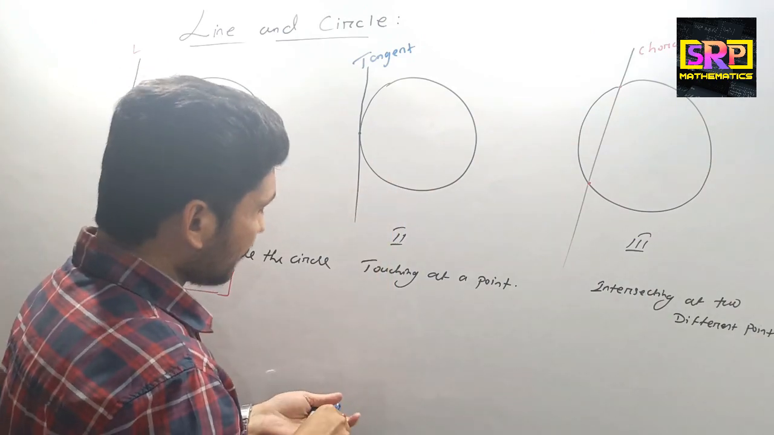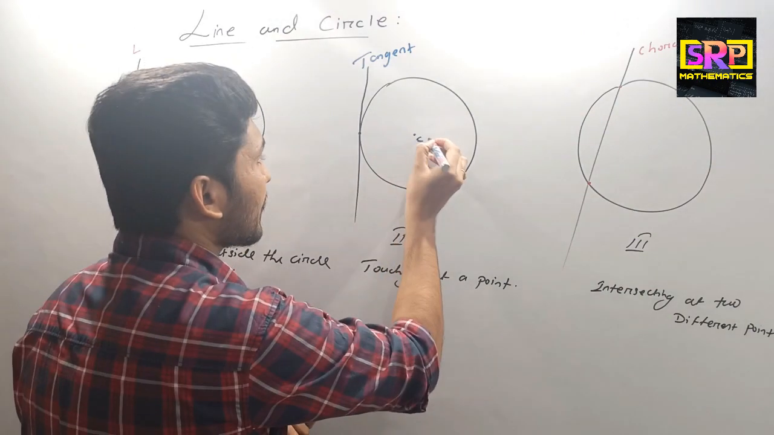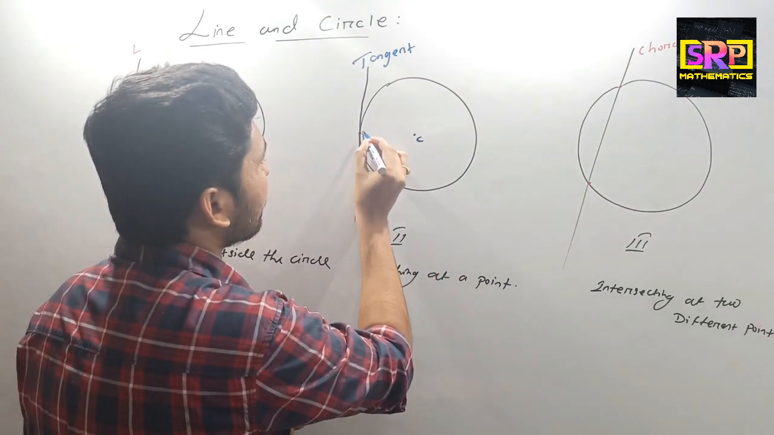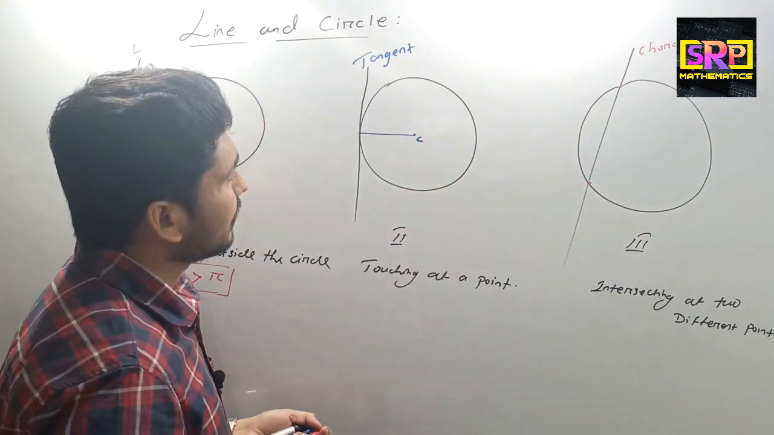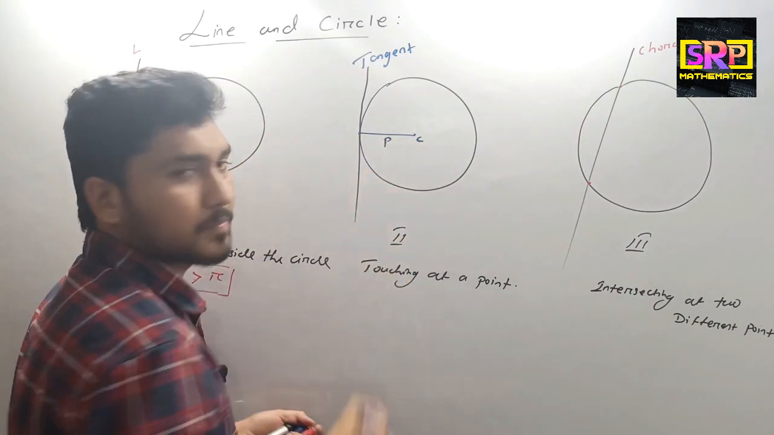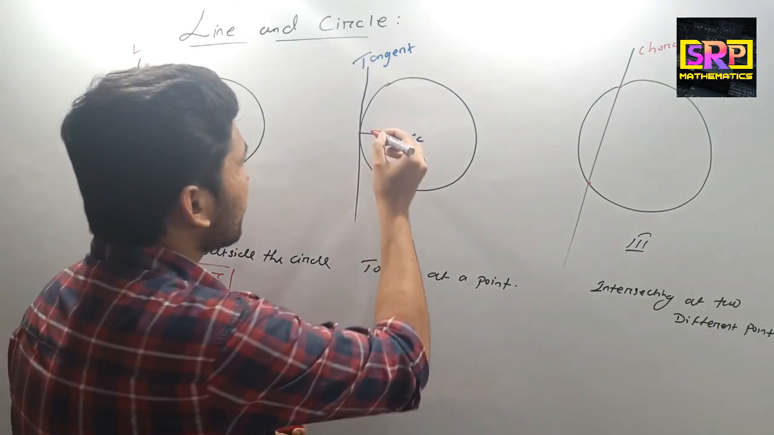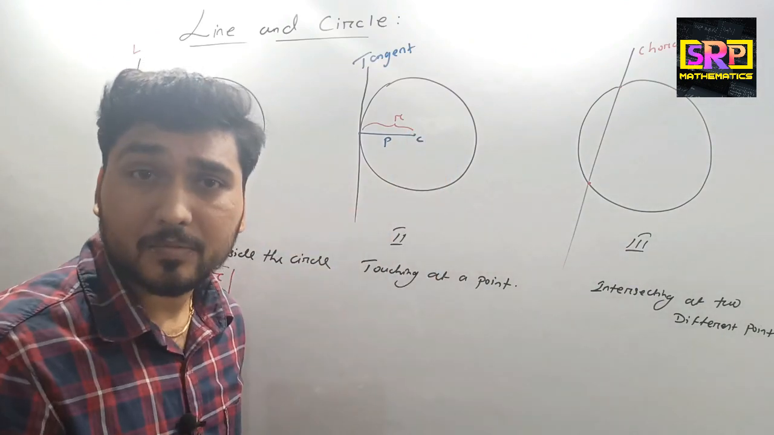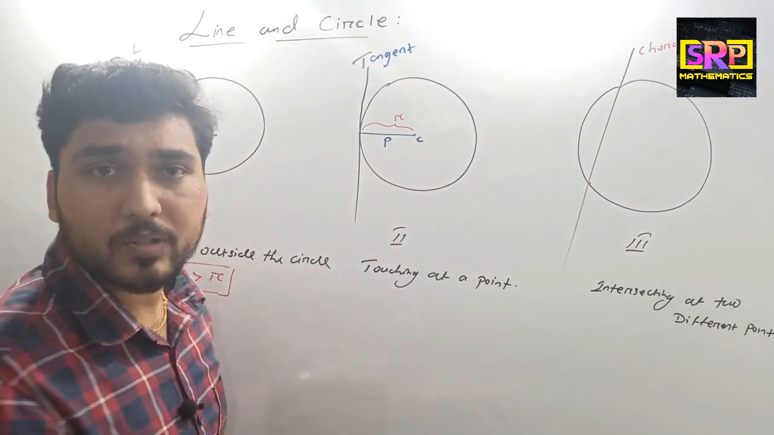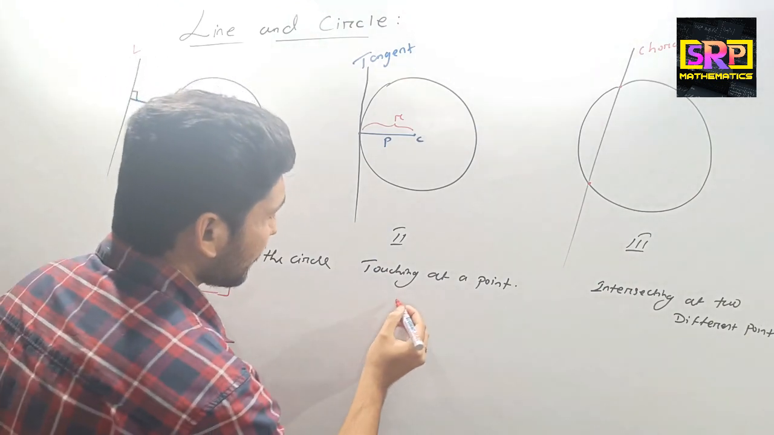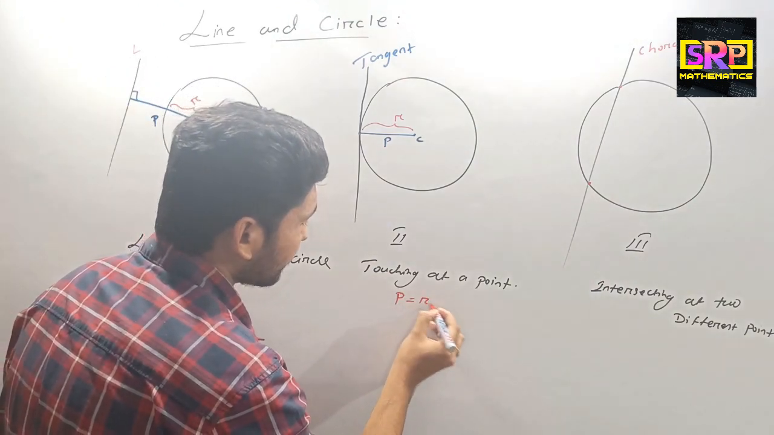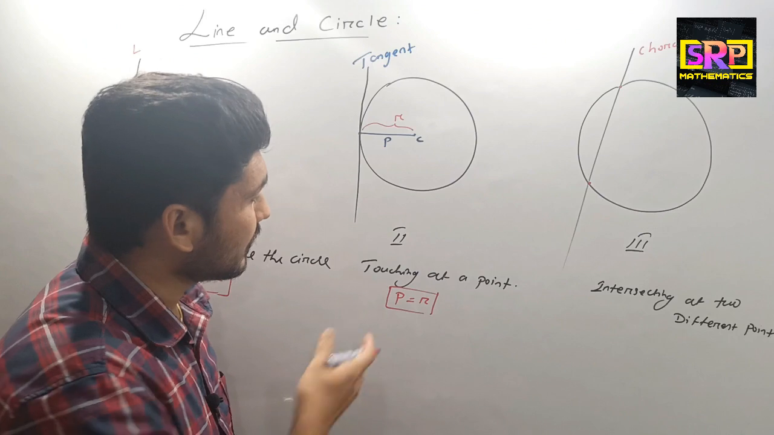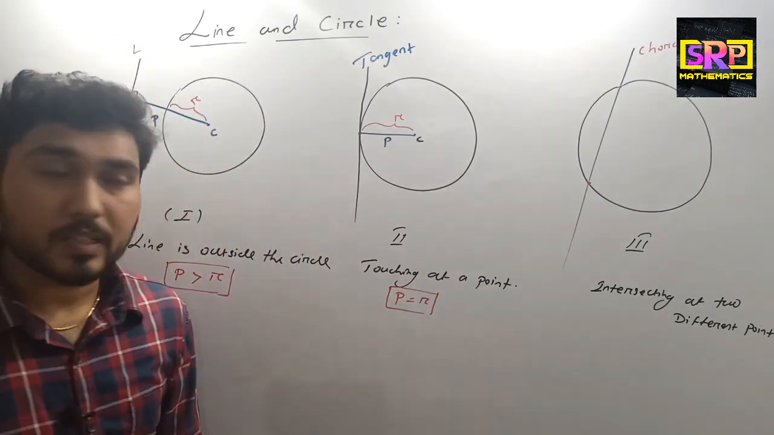Let's move to the second case. So again here this is my center. See, now draw a perpendicular line to the tangent. Okay, so this is my P. Again, you will see this is my radius R of the circle. And what is happening here? Brother, the radius is itself my perpendicular distance from the center to the line. That means I can write here P is equal to R. The perpendicular distance from the center to the line is equal to our radius.